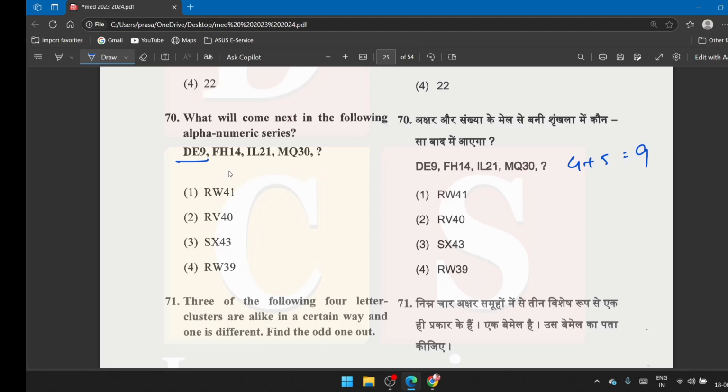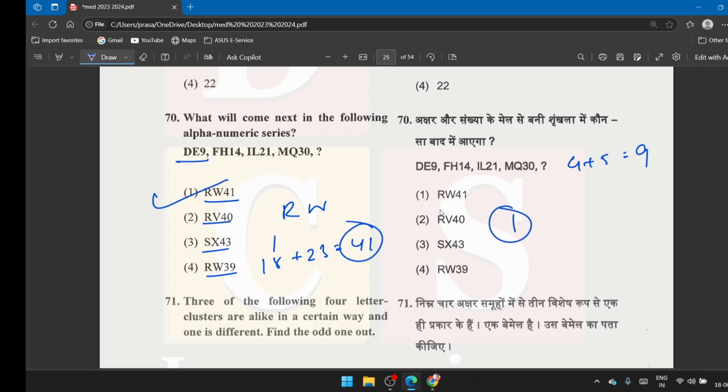6 and 8, 40. Similarly, I plus L equal to 21, M plus Q equal to 30. Okay, now you have to see which one is together. You can do this, you will get R and W. R is 18, W is 23. 18 plus 23 will be 41. That is the option. Clear?